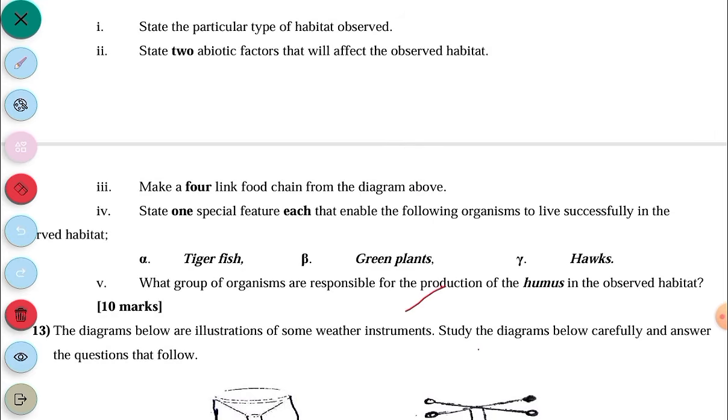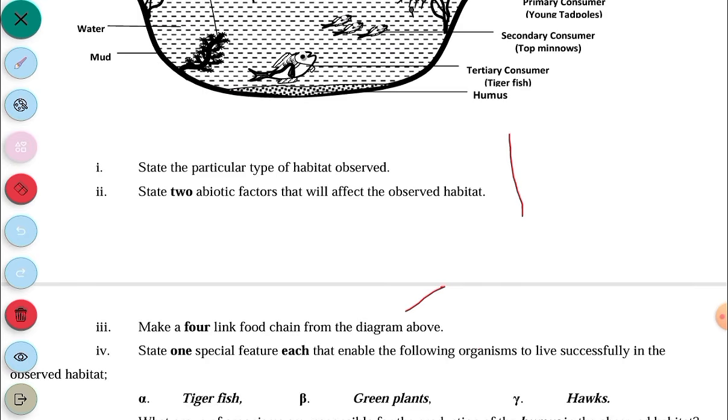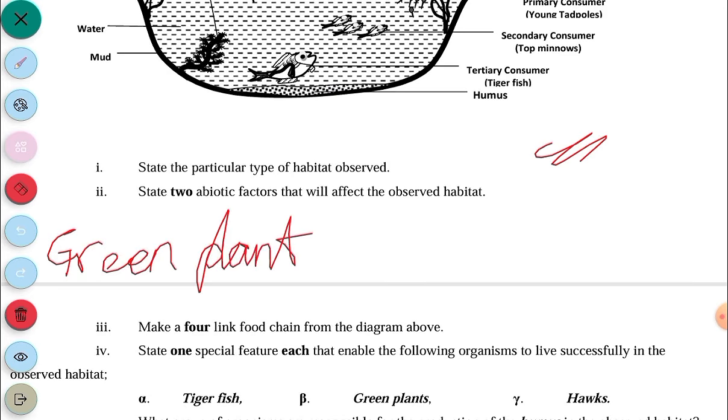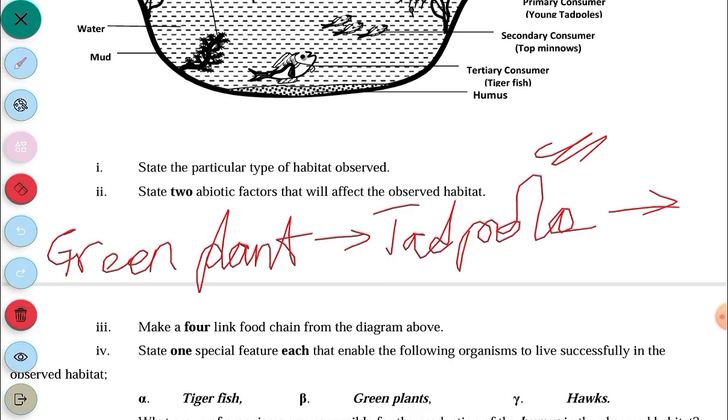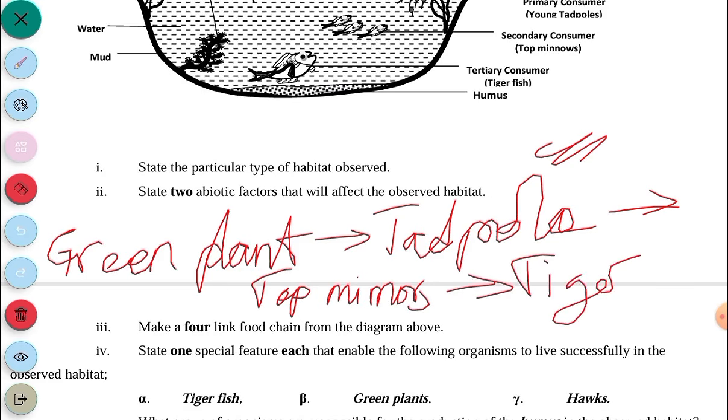Make a 4-link food chain from the diagram above. So we have green plants there. So green plants, they make an arrow, tadpole. Then we have top minnows. Top minnows are organisms that you find in the pond. Then you also have a tigerfish. So tigerfish will feed on the top minnows.